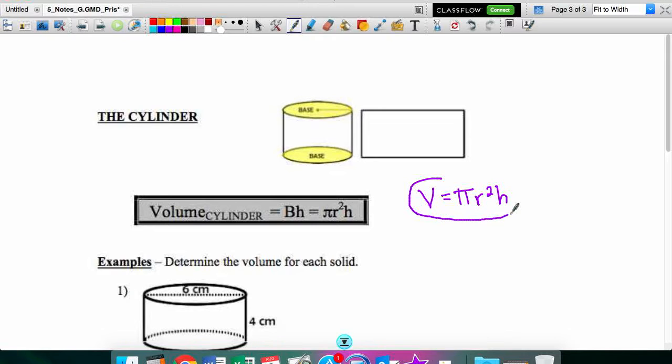If you think of the prism and cylinder as the same formula, you can just think of capital B times H, and that would eliminate one more formula to memorize. So this is what I'm going to really focus on. So I'm going to kind of ignore these and just focus on the formula of the pi r squared h.